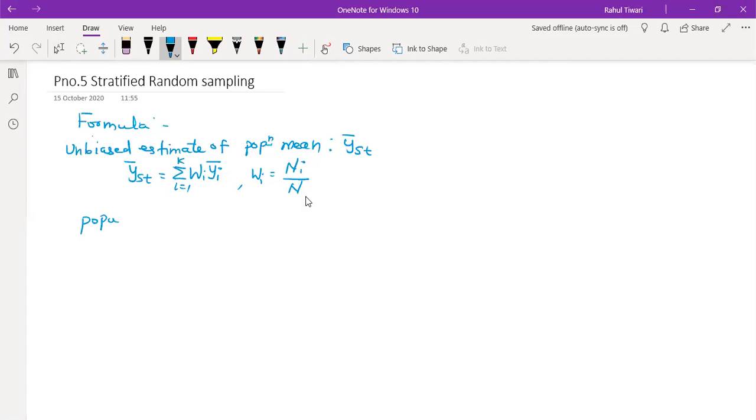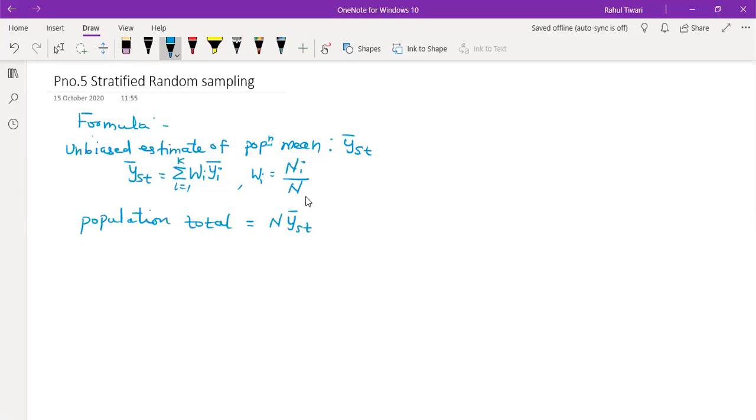Population total. So what is the population total? What is the formula? N into y bar st. So whenever we need the population total, I can use the formula capital N into y bar, capital L into y bar. Maybe one can use notation capital Y here. So one can go directly with y bar st, population total N into y bar.